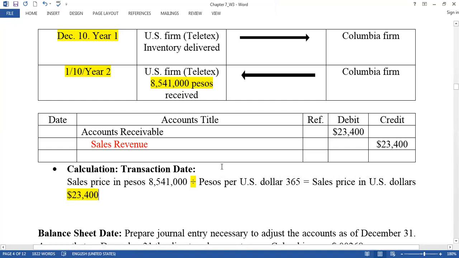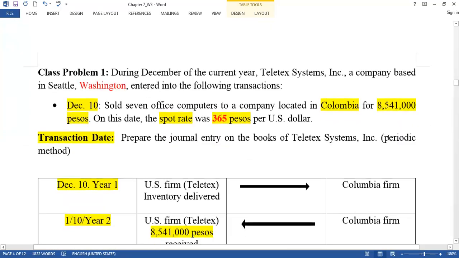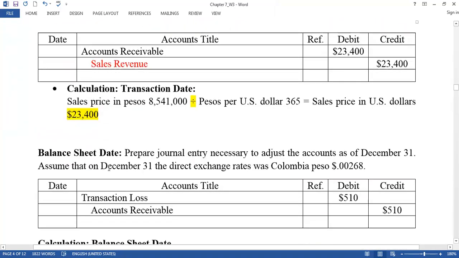Do you understand here? Although it is pesos that you will receive in future, we already converted it to the dollar. So accounts receivable debit means you will receive this money in future because you sold it. And the question said they follow the periodic inventory method. Periodic inventory method means you no need to record cost of goods sold, only sales revenue and receivable.